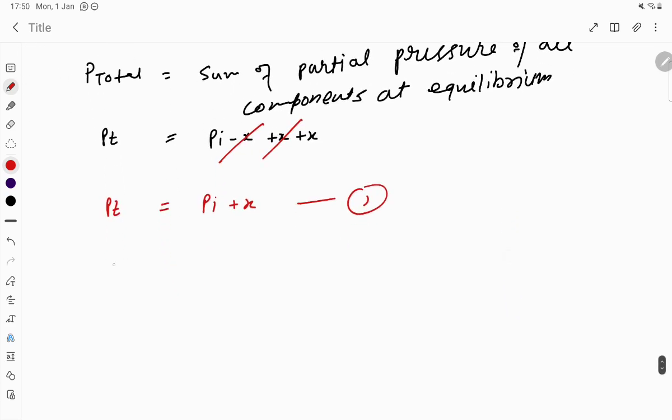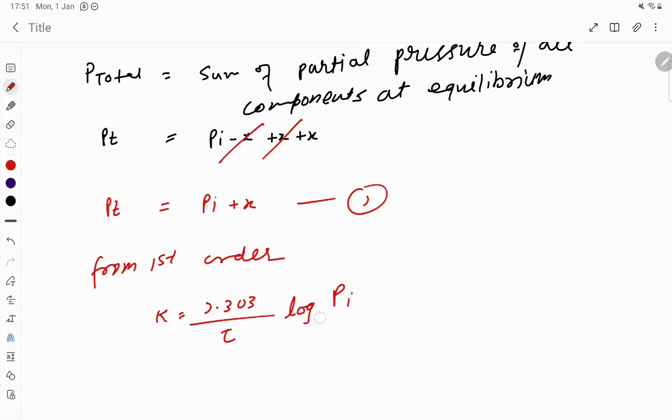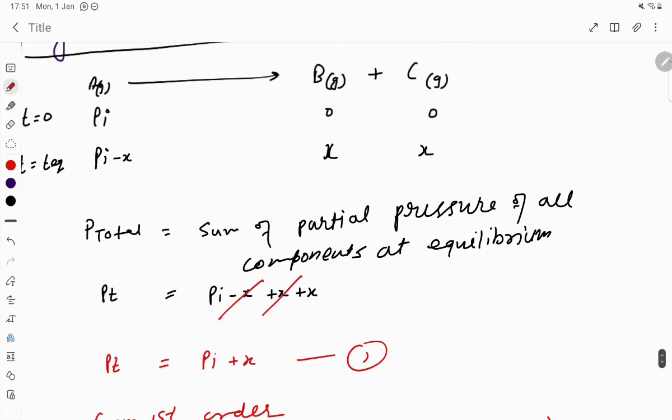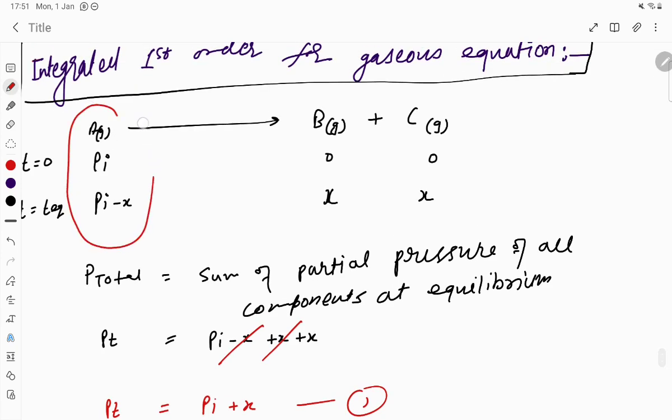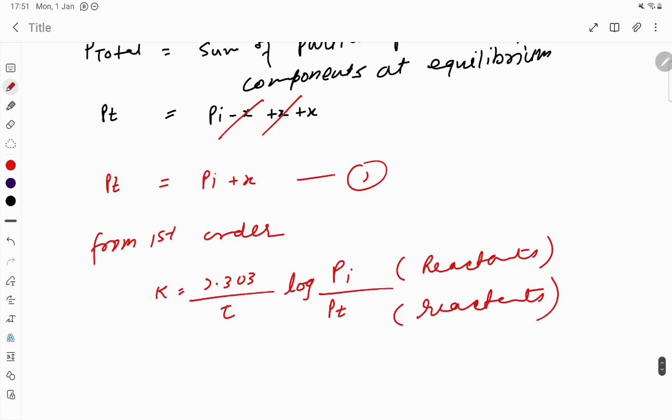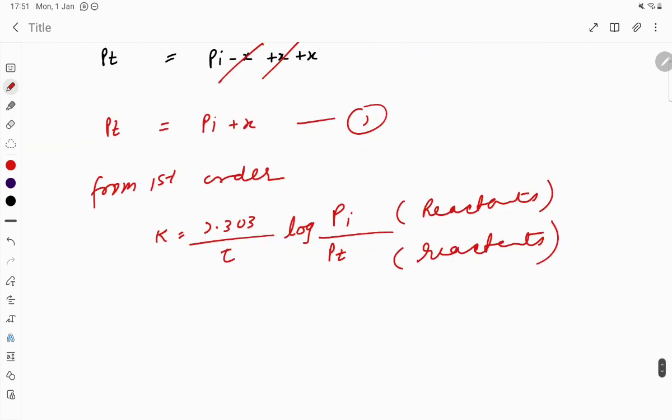Dear student, when you are writing from first order, k is equal to 2.303 upon t into log Pi upon Pt. So Pi of reactant and Pt of reactant, that you can write. Here, Pt means the remaining pressure. So how can you calculate it?